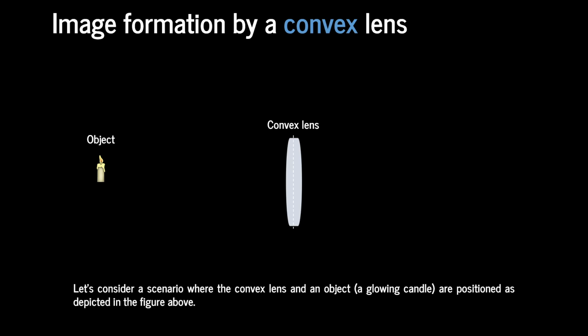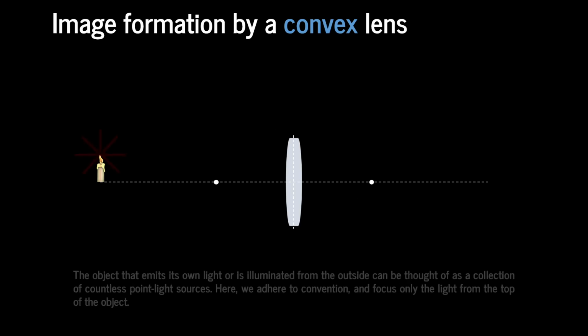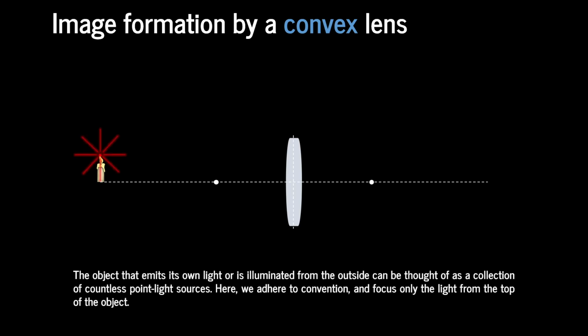Let's consider a scenario where the convex lens and an object, a glowing candle, are positioned as depicted in the figure above. To illustrate the image formation, we include the optical axis and focal points of the convex lens in the figure. The object that emits its own light or is illuminated from the outside can be thought of as a collection of countless point light sources. Here, we adhere to convention and focus only on the light from the top of the object.